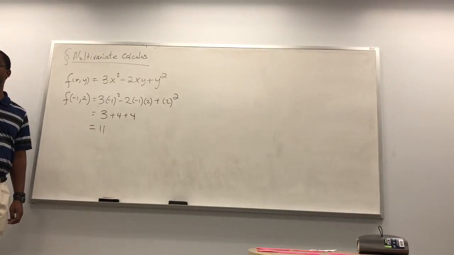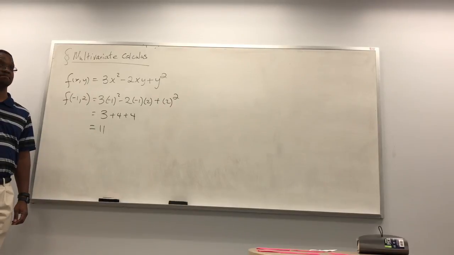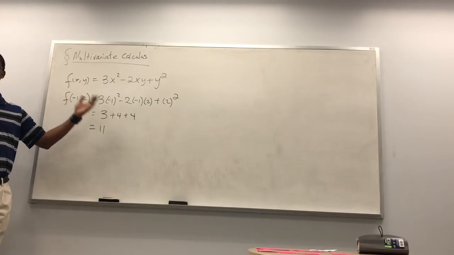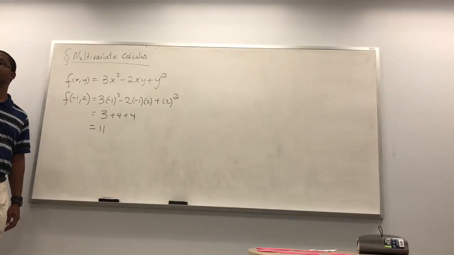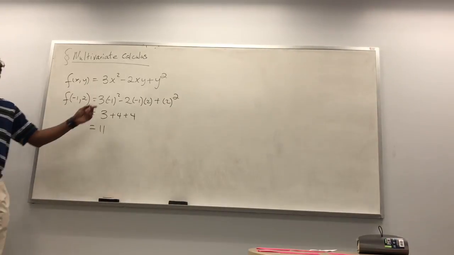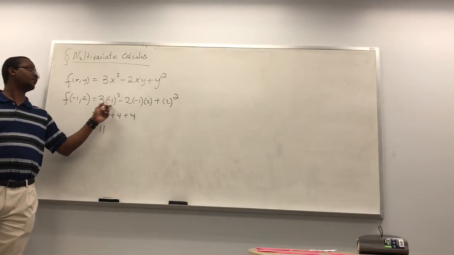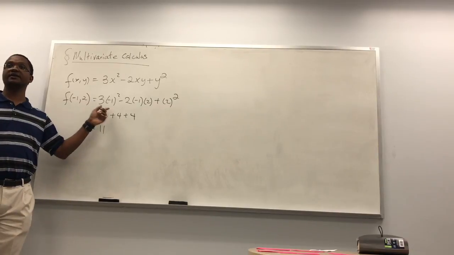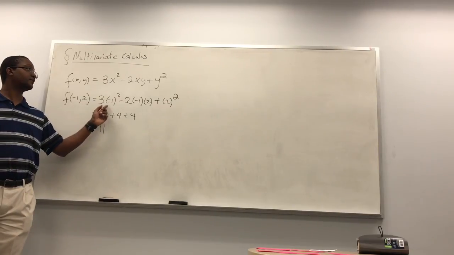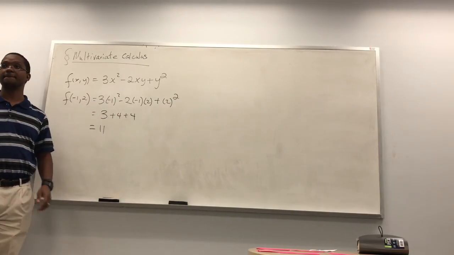Questions there while I wait on you, please? Yeah, you just plug the numbers in and evaluate. Of course, you have to follow your order of operations. So you have to raise negative 1 squared first before you multiply by 3. So it's not 3 times negative 1 squared. It's negative 1 squared and then times 3.